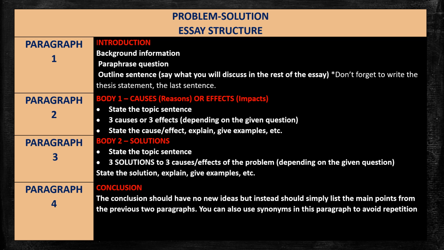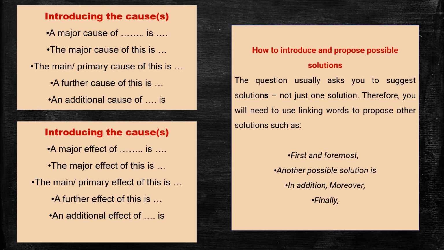Okay. Now, let's look at some words or phrases which you can use to begin your paragraph. When you are introducing the causes, you can begin your paragraph by saying a major cause of, and you will write the topic. What was our problem here? Traffic congestion. A major cause of traffic congestion is more number of vehicles on road. The major cause of this is more number of vehicles on the road. The main cause of this is more number of vehicles on the road, like that.